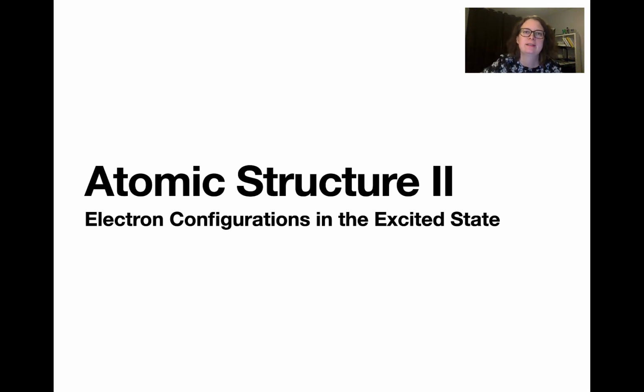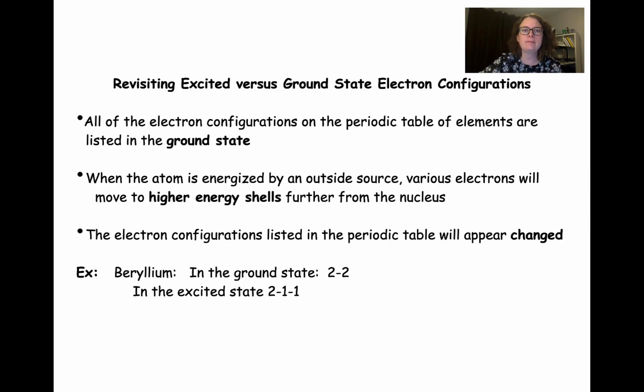Welcome! In this lesson, we will be learning about how to write and recognize electron configurations of atoms that are in the excited state. Just as a quick review, excited state versus ground state electron configurations can help us figure out if we have an atom that's in the ground state or in the excited state. On the periodic table, all of the electron configurations that are given are in the ground state. So this is how the atoms normally exist in their most stable state.